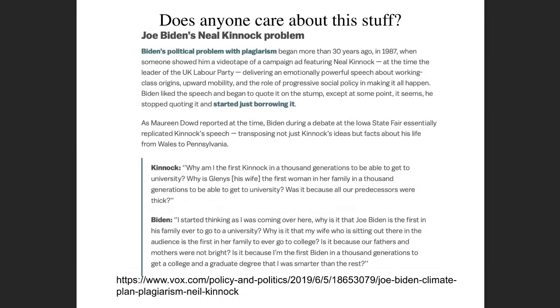And in the beginning, he used to quote it with attribution. He'd say, like, as Neil Kinnock said. And then over time, he just stopped doing the attribution. And the controversy over that caused him to lose the Democratic nomination, because at that time this was considered a more serious offense. And so there you go.